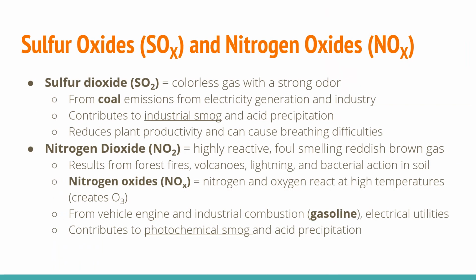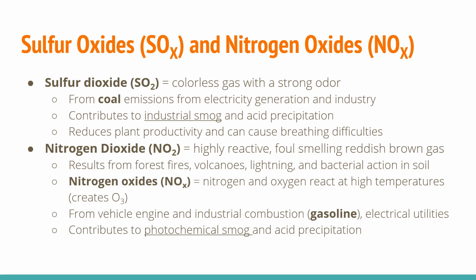Sulfur oxides and nitrogen oxides, these are other examples of the criteria air pollutants. We'll start with sulfur dioxide. So sulfur dioxide, SO2, is a colorless gas with a strong odor. So think rotten egg smell because of the sulfur. This is produced from coal emissions when you are creating electricity and in factories.